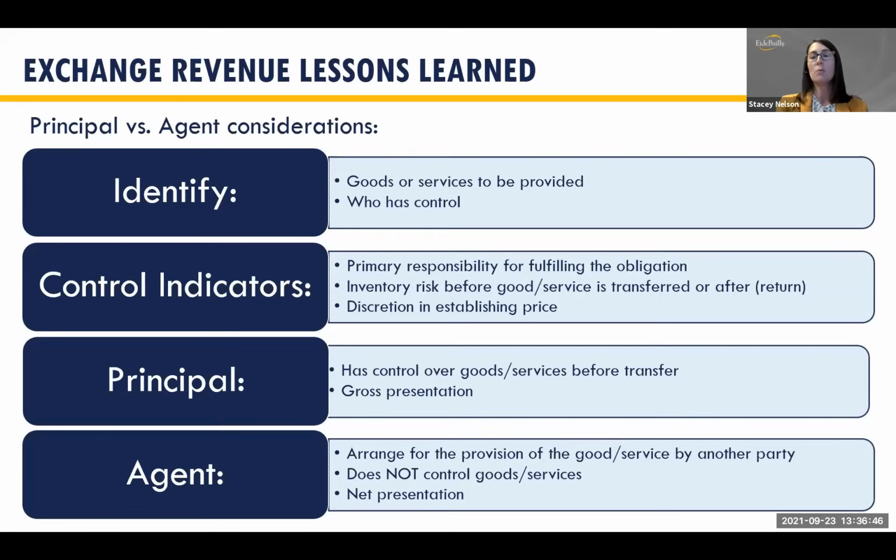This is very common with performing arts types of nonprofits, where maybe you have a service concessionaire that's providing a food service, or it could be an education component related to that. When you're looking at those agreements, the first thing you want to do is identify what are the goods or services that are being provided to that end customer and who has control over those goods and services. When we talk about control and making that determination, there are some indicators that have been identified to help you identify who has that control.